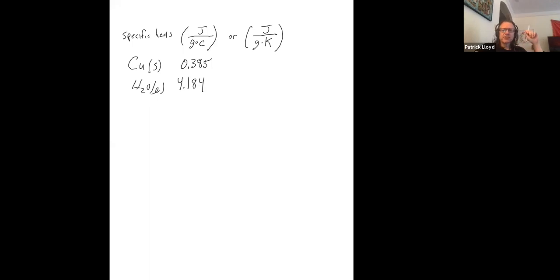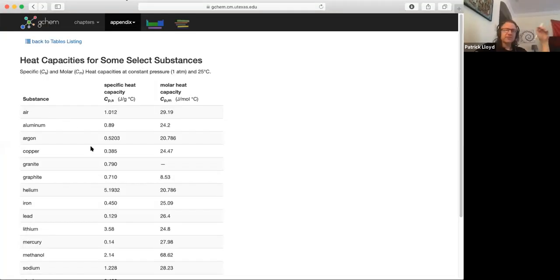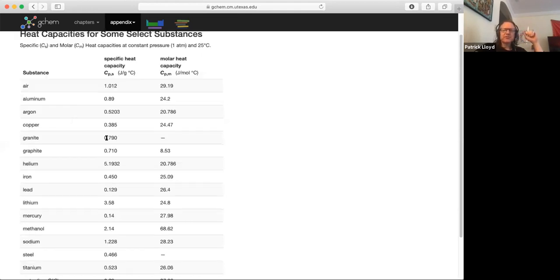You have to be careful when you look these things up, because again, there are many units that are used for these things. If you don't have the right units, it could be confusing. Okay, so here are a few. We're going to focus on the left side, which is specific heat capacity, for select substances. There are quite a few in this table, about 20.